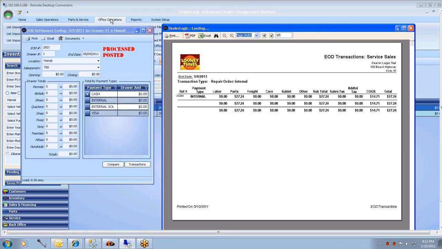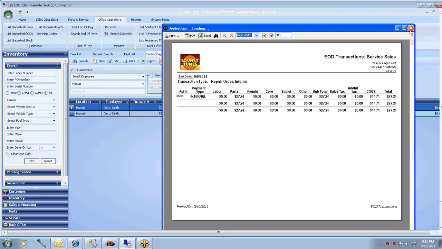Here I've gone to my Office Operations tab, and I've found my end of day that I've created for my transaction to show you. This is my repair order, my 31254. We closed it out with an internal payment type. My part was $27.24. My cost for that part was $14.71 with a total of $27.24. I have processed this, which means this transaction is now over in QuickBooks.